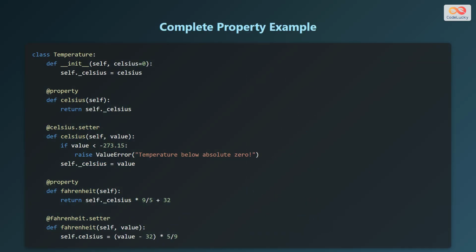Here is a complete example, showcasing the use of the @property decorator. A class called Temperature is defined. It has a Celsius attribute. A setter and getter method is defined for the Celsius attribute. Similarly, a getter and setter method is defined for the Fahrenheit attribute. The Celsius and Fahrenheit attributes are linked together. The Fahrenheit value is calculated from Celsius and vice versa.